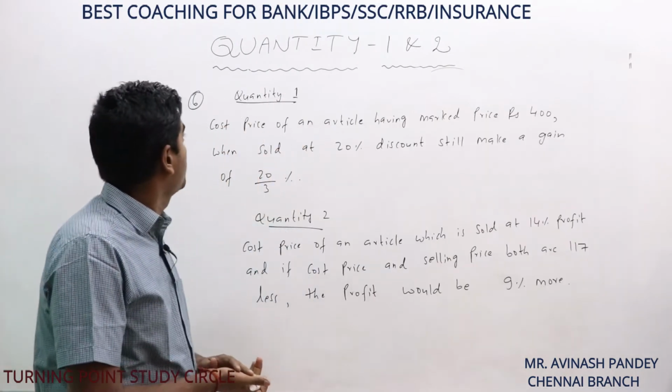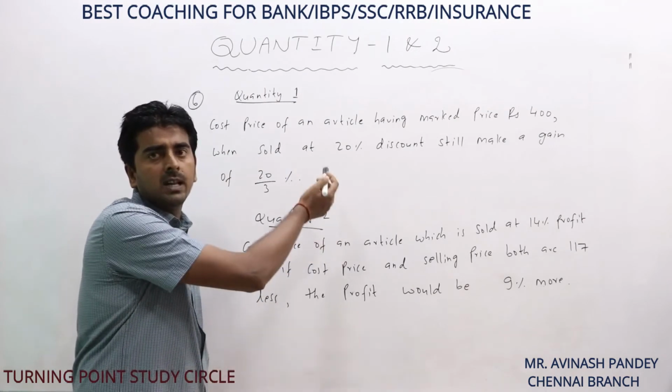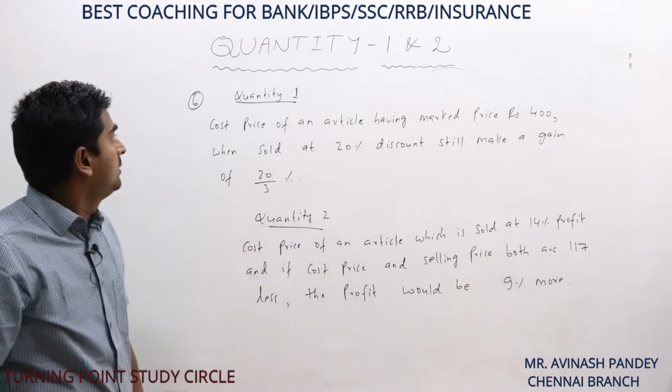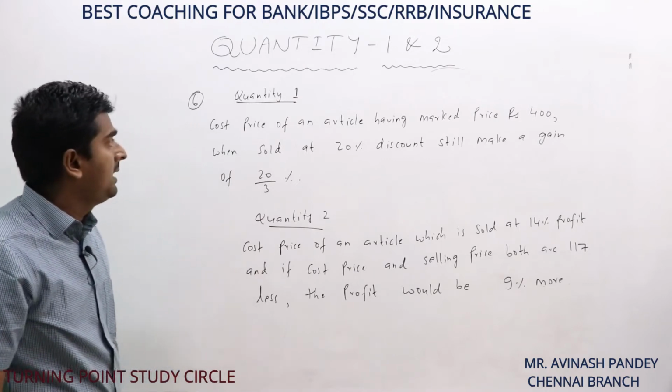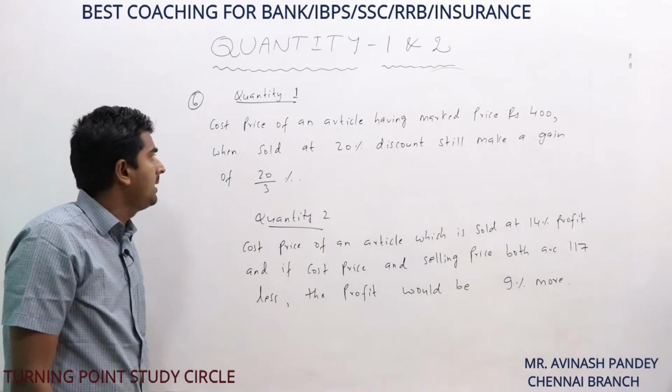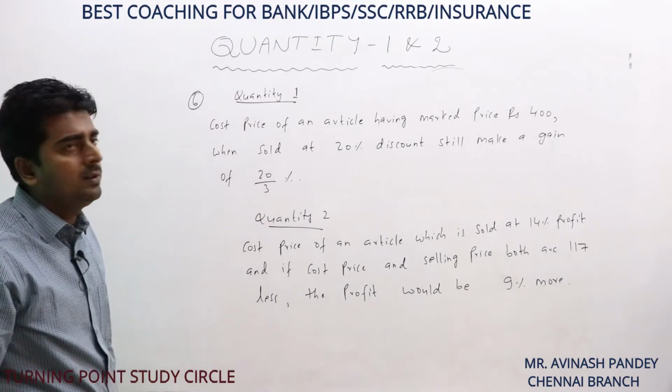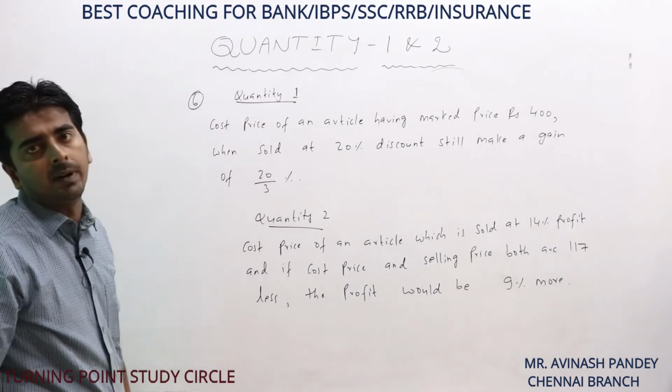So now we will see the 6th problem. Again, this is coming in the profit and loss chapter. Very important questions are there. So reading quantity 1, what they have given you: the cost price of an article having marked price rupees 400, when sold at 20% discount, still makes a gain of 20 by 3%, right?